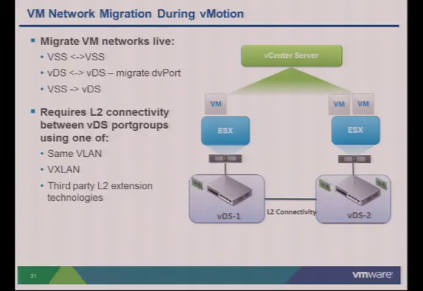An additional network configuration requirement is that the VM client or the end user needs to have uninterrupted access to the VM workload. This can be accomplished by having L2 connectivity for the VM network between source and destination. So you can use either the same VLAN, use VMware's VXLAN technology introduced in 5.1, or use any other third-party L2 extension or overlay technology.